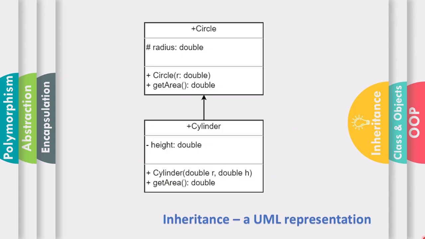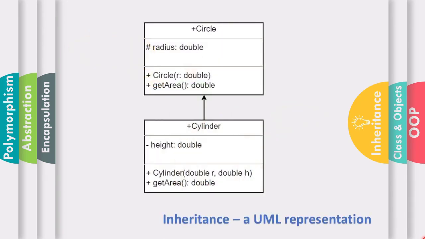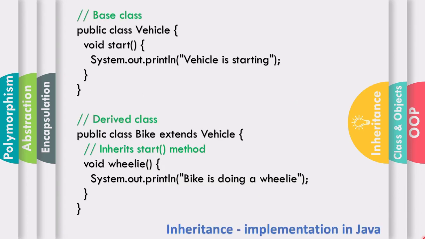A UML representation of inheritance. Here the cylinder class inherits methods and properties of the circle class. The superclass is called the base class and the subclass or the child class is called the derived class. Here the circle is the superclass, cylinder is the subclass. A Java example for inheritance. Here the bike class extends vehicle. Vehicle is the superclass, bike is the subclass.